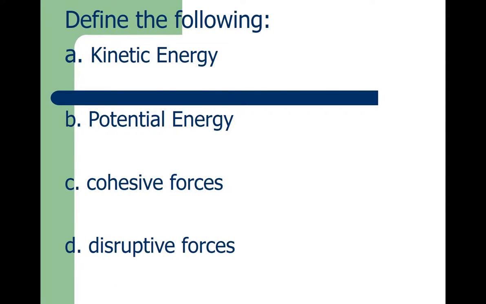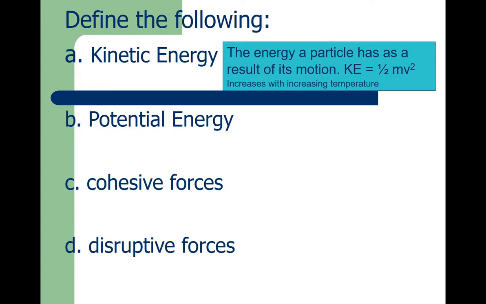All right, so to define each of the following. Kinetic energy basically is the energy of motion. We use kinetic energy is equal to 1/2 the mass times the velocity, that's not volume, that's velocity there, squared. And it does increase with increasing temperature.